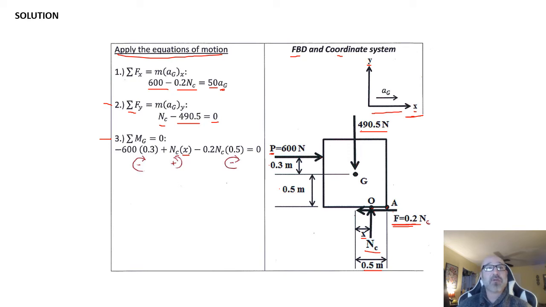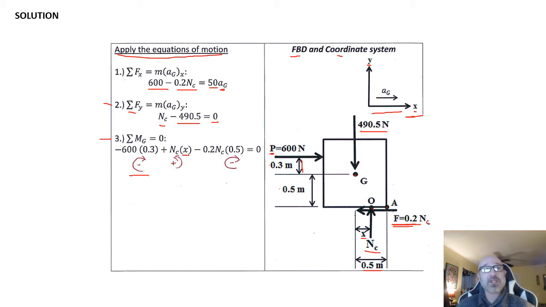So this is my third equation, summation of moments about my center of mass here, my G. What is going to create a moment about my center of mass? Well, I have this external load P here times this distance of 0.3 here, and that's going to be going clockwise around that. So this is going to be a negative. I use my right hand rule when I come around here. If it's going clockwise, my thumb's going in the negative direction, so this is a negative.